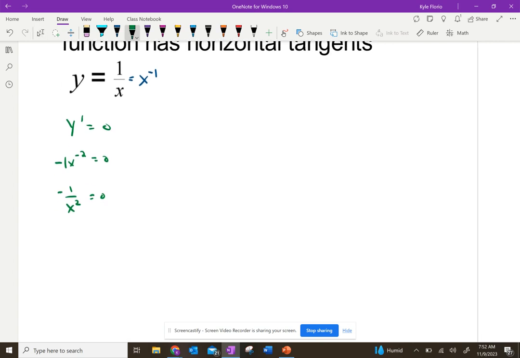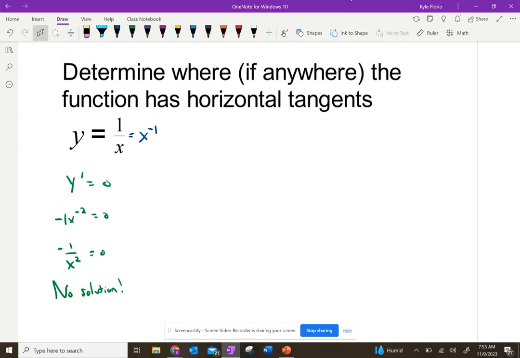There is no solution to this. You can't. There is nothing I can divide -1 by to get 0. As x goes to infinity, this is going to approach 0, but I can't actually plug in infinity. So there actually is no solution to this. Determine where, if anywhere, the function has a horizontal tangent. Yeah, no. This function doesn't have any horizontal tangent lines.